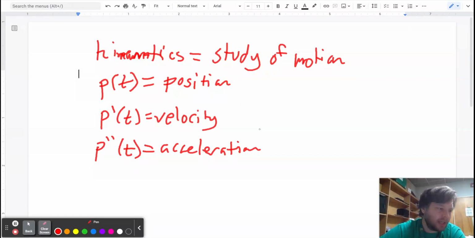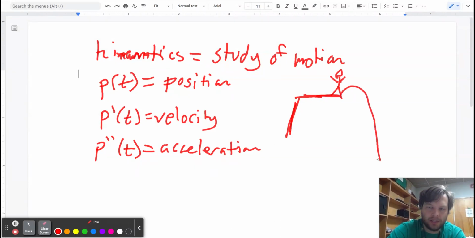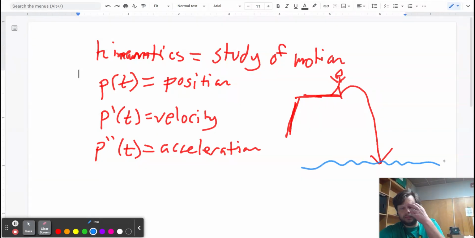So here's an example. Let's say that we have a person. Let's do a diving board. So they climb up the ladder, and then here's the diving board, and you got a person up here doing a power pose, and they jump like this, and then they splash in the water down below like that.